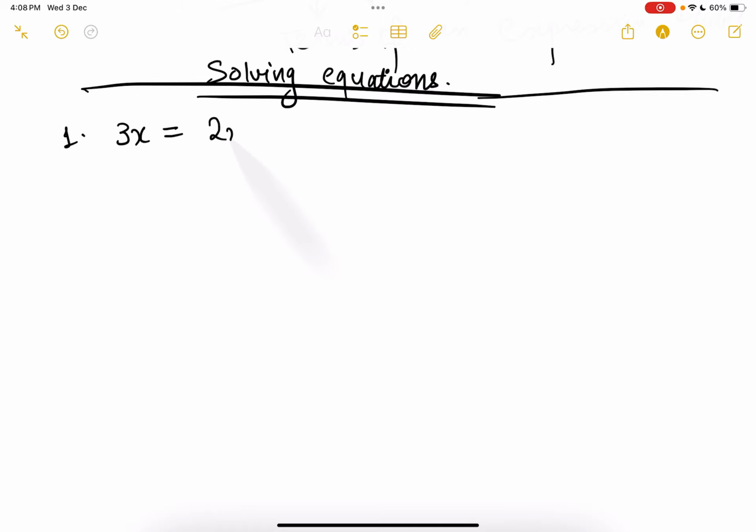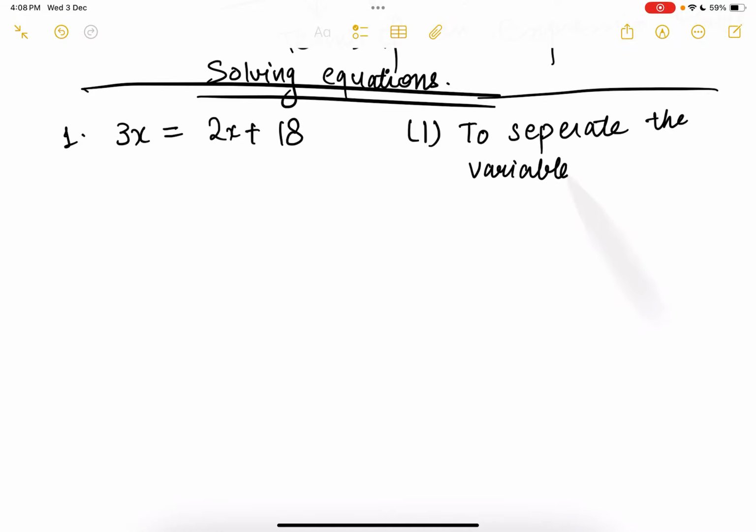3x is equal to 2x plus 18. Okay, now I'll write the steps. First of all, the first step is to separate the variables and constants. Okay, so what does it mean?